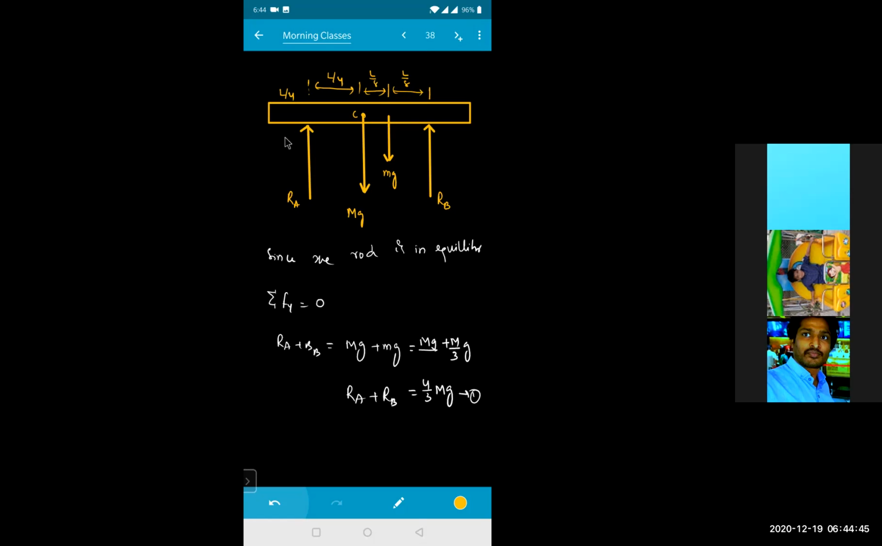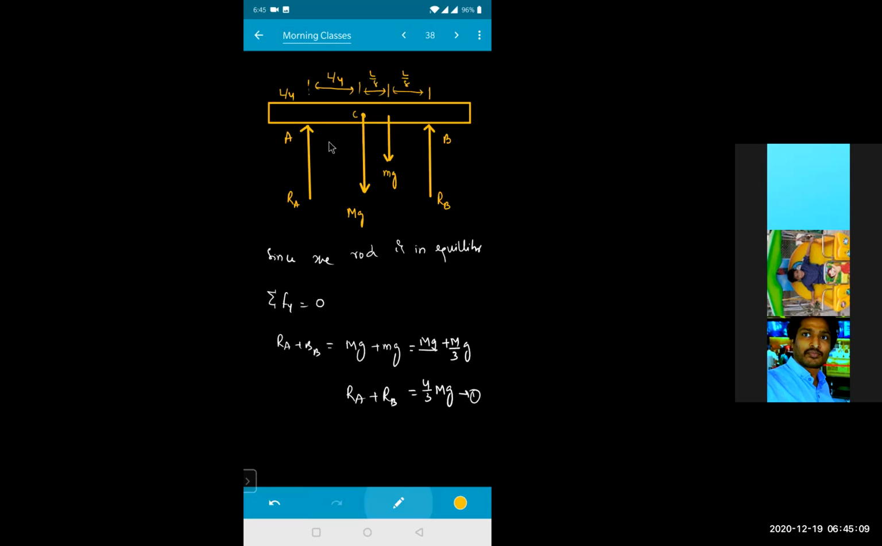Now take the torque about point B. So this is your point A. This is your point B. I'm taking B as a reference, but you can take anything as a reference, that's not a problem. So the torque about B: the sum of all the torques about B must be equal to 0. First force is RA. You take B as the reference now. How much distance is A from B?